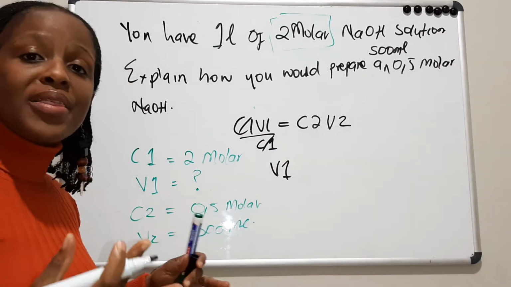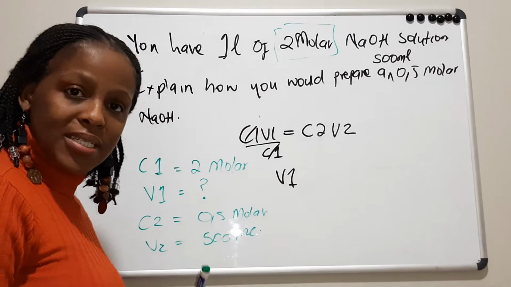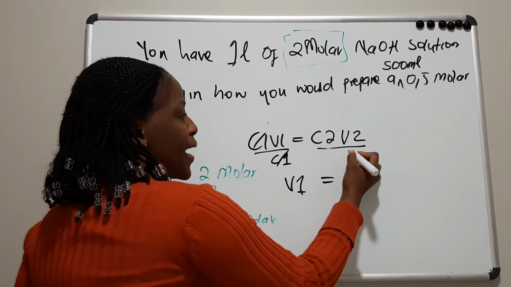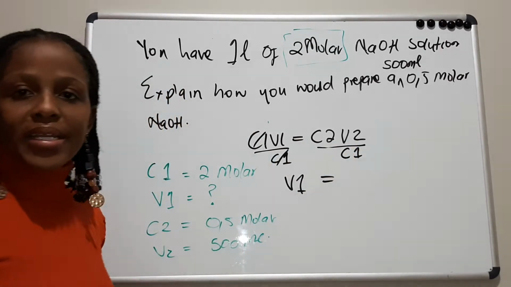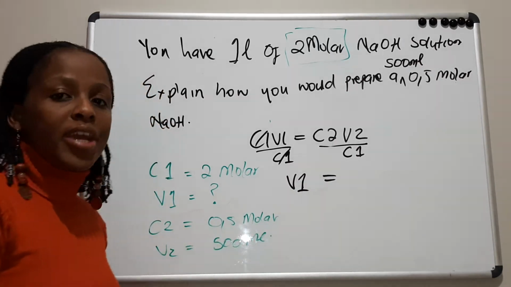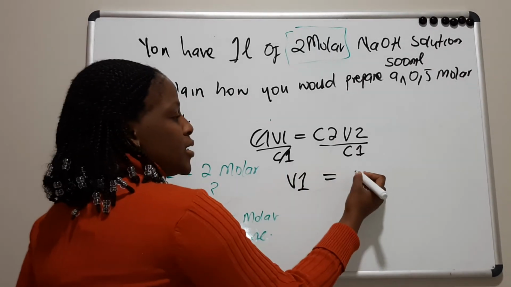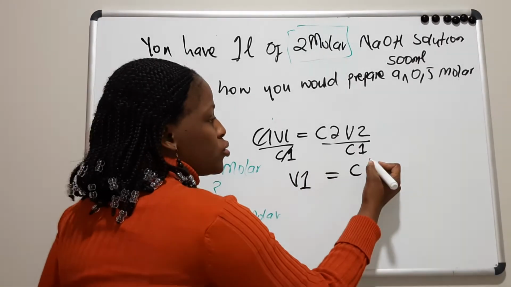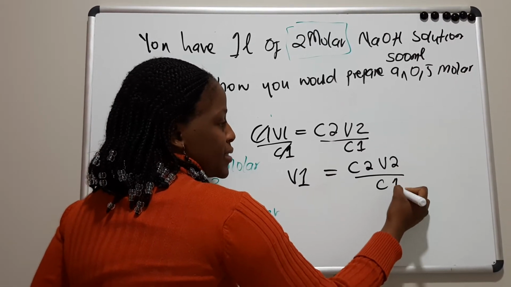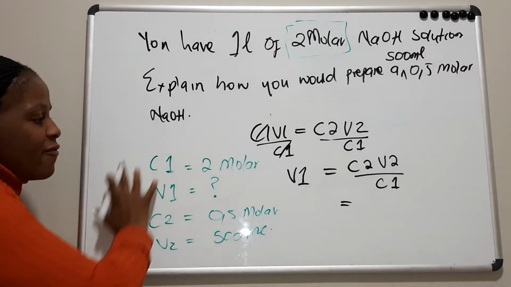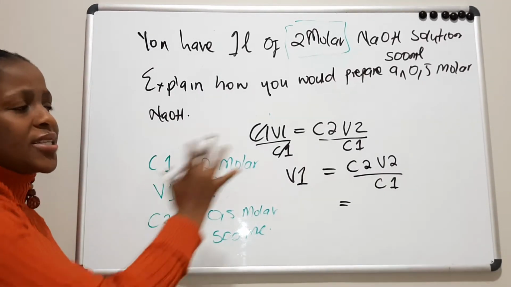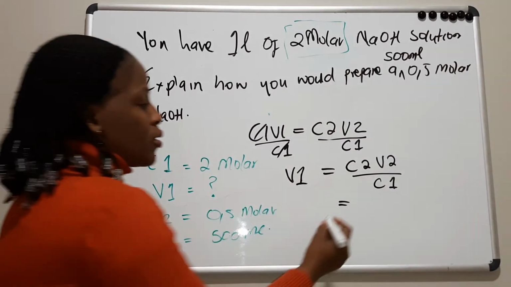But remember, with mathematics, whatever you do on the left-hand side, you must do on the right-hand side. So it means you must divide by C1 on this side as well. So at the end, your formula after you've rearranged to calculate V1 is V1 equals C2 multiplied by V2 divided by C1. And because you have already written down what you have, you just substitute and then press your calculator.